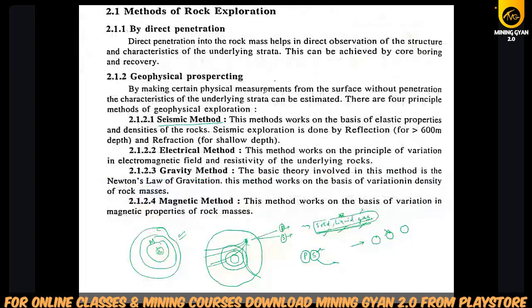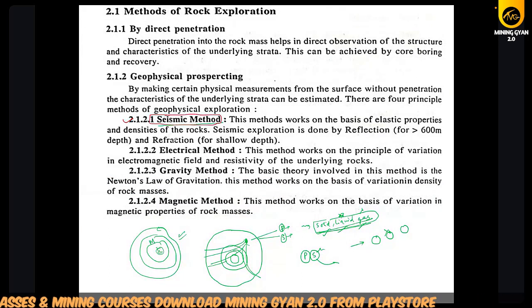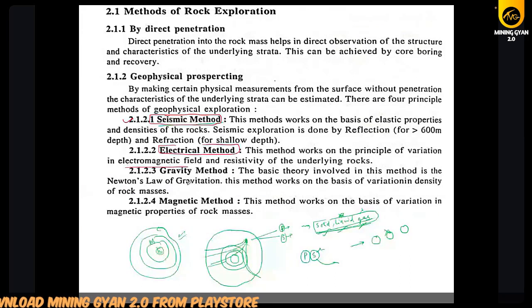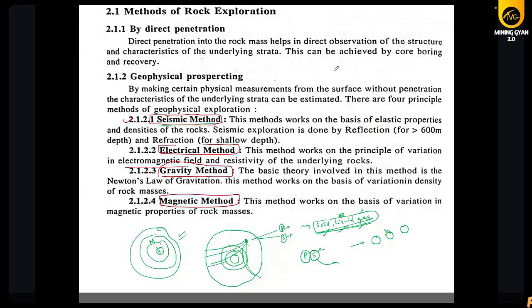Second, we had discussed that for prospecting we use four methods. First was the seismic method. Second was the electrical method or electromagnetic field. Third was the gravity method, and fourth was the magnetic method. I think you have revised properly.